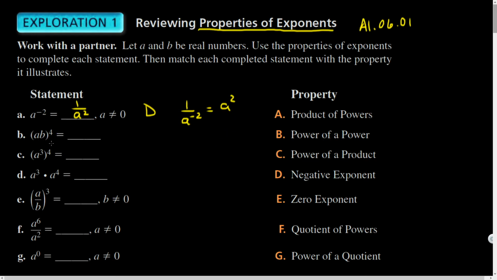All right, (ab) all to the fourth. So that's a product raised to the exponent of 4. And this is kind of like distribution. It turns out that we've got both b and e are similar. You can distribute exponents over multiplication as well as division. And so this would be a cubed over b cubed.